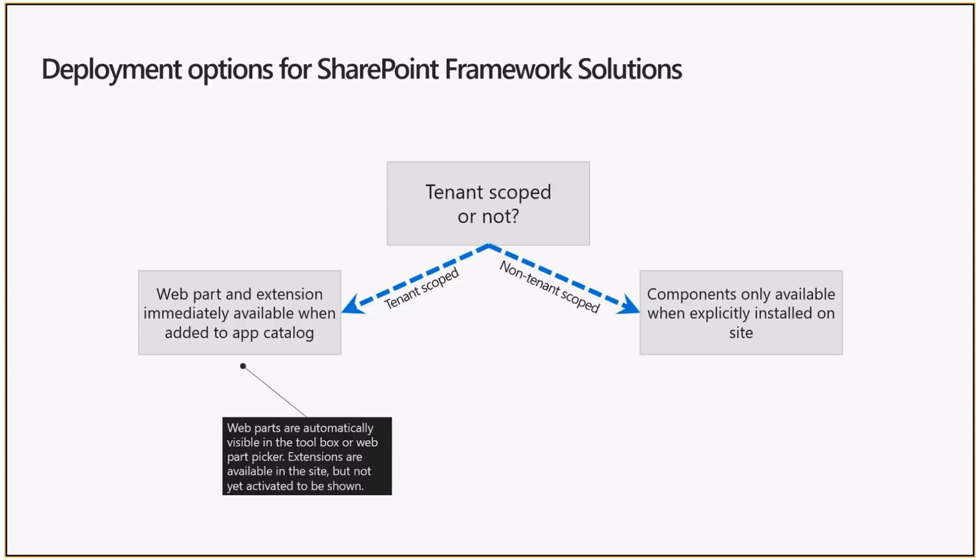If it is a tenant scoped option, this gives you the opportunity of having your web parts automatically available in the web part picker in the site. But because there is no extension picker at the site level for administrators or for end users, which makes a lot of sense, the extensions are technically available, but they're not actually activated, so they're not visible in the site. That means there's always an additional step which you need to perform for getting the extension visible at the site level. Does it make sense?